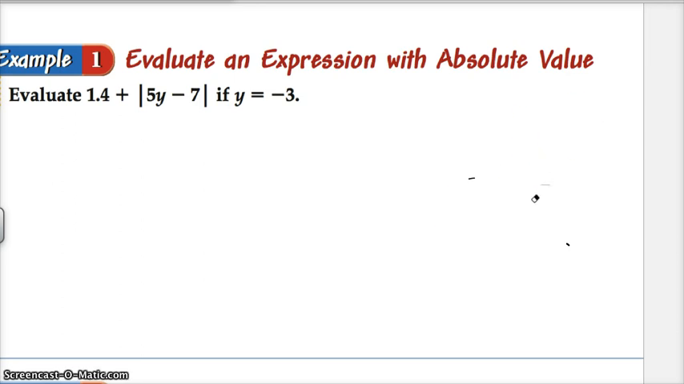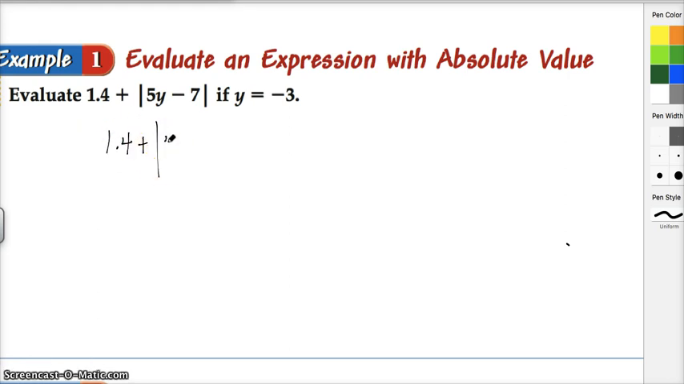For this problem, we are substituting in a value for y, and that value is -3. So I have 1.4 plus the absolute value of 5 times -3 minus 7, and we want to figure out what this is. We're not going to make things positive yet. What we're going to do is actually simplify what's going on, treating these absolute value bars as parentheses. So this is really 1.4 plus the absolute value of -15, that's me multiplying these two, minus 7.